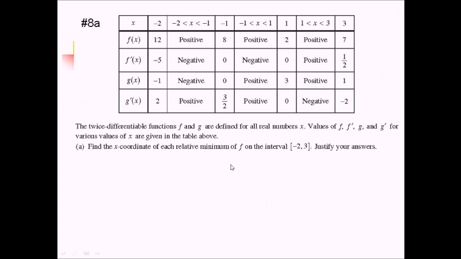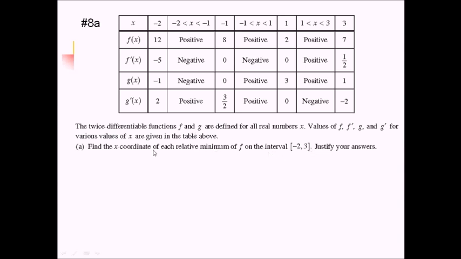For this problem, we're actually going to be using this table for a set of problems. We've got a twice differentiable set of functions, f and g, and their values and their derivative values are given at various places in this table. Part A here, we want to find the x-coordinate of each relative min of f on the interval -2 to 3. Justify your answers. So we don't know anything about f double prime.